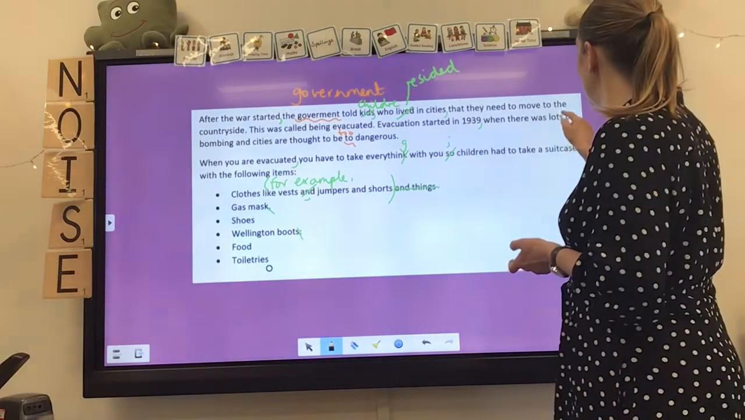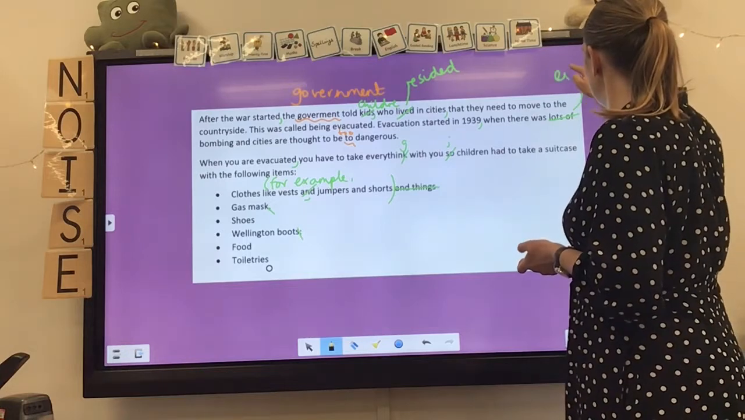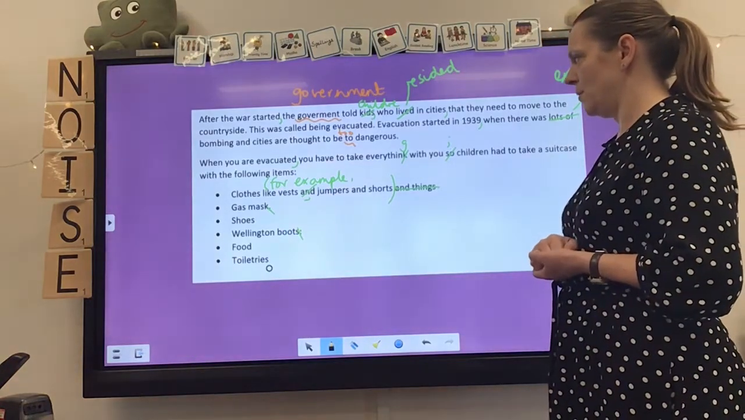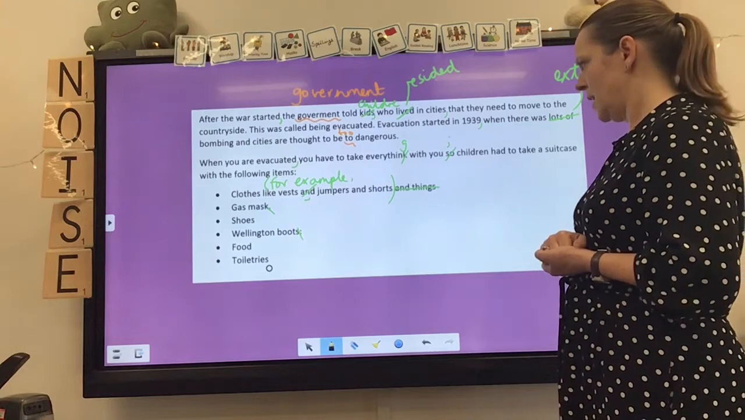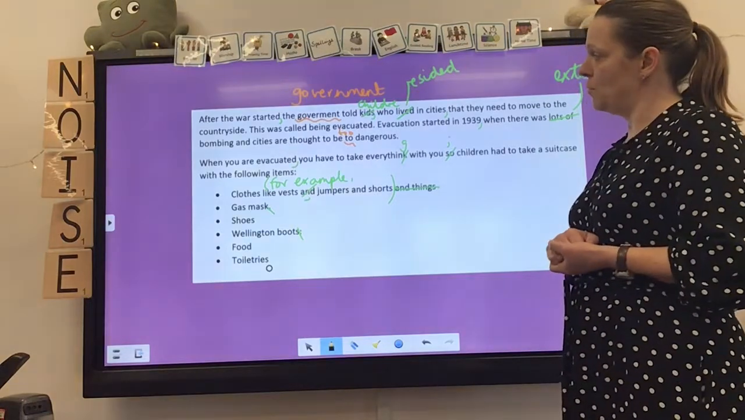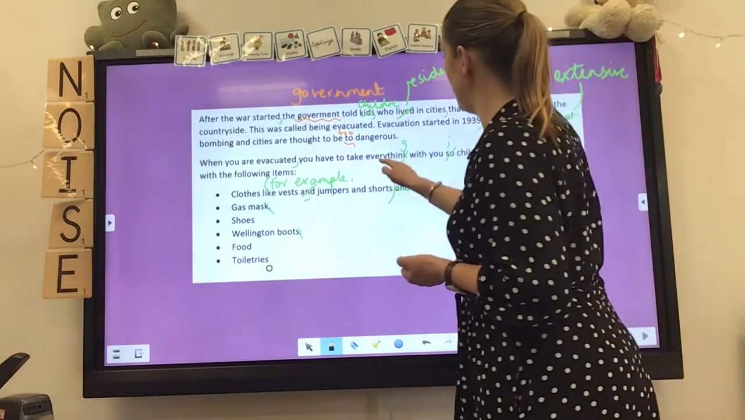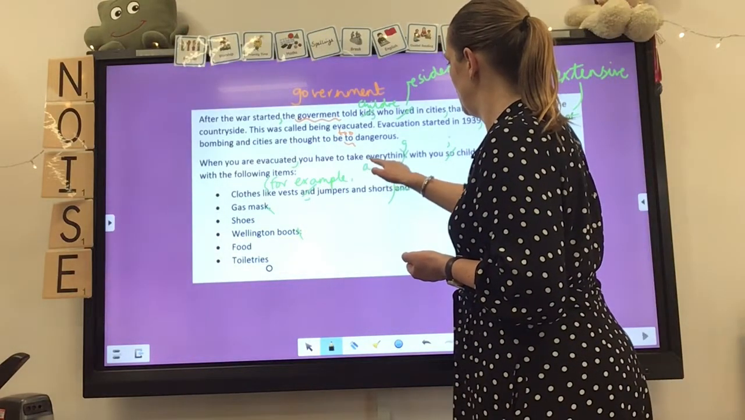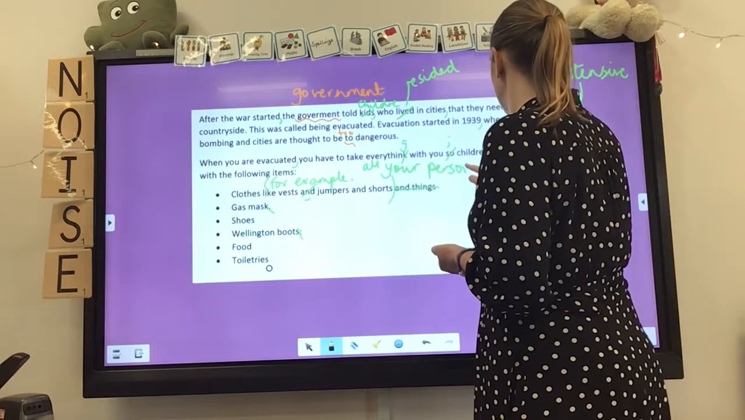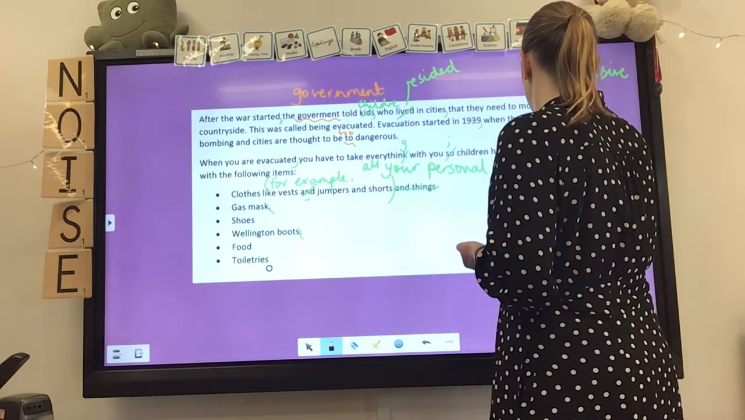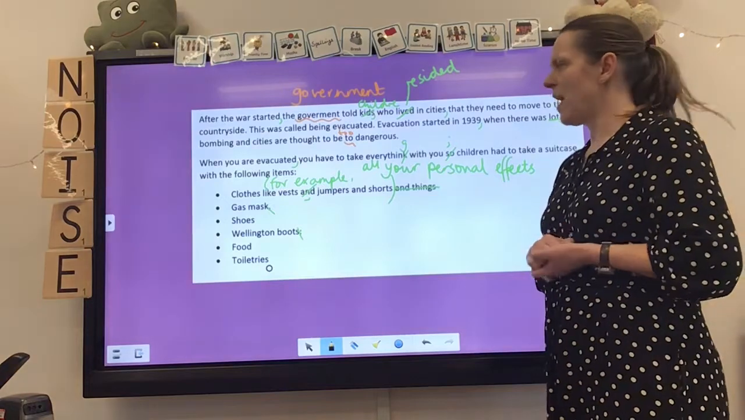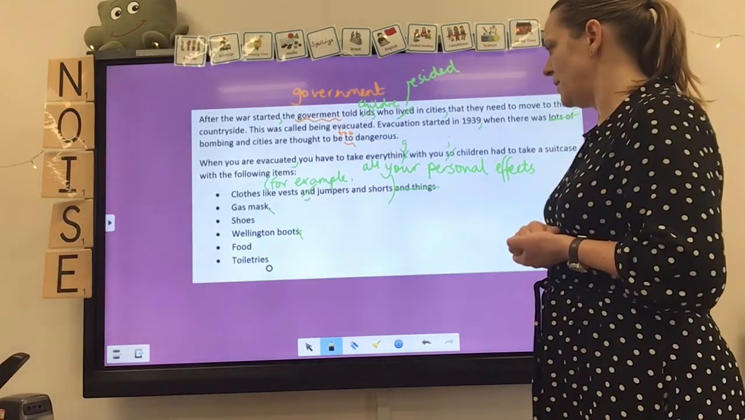Extensive bombing maybe would be a nice word to say, a bit posher than "lots of", wouldn't it? A bit more formal. Extensive bombing, and cities thought to be too dangerous. And then I think the rest, when you are evacuated, you have to take everything with you. You have to take all your personal effects with you, maybe, rather than everything. Like you said, all your belongings with you. Might be a bit more formal than just saying everything with you. And then I think I'm quite happy now with the formality.